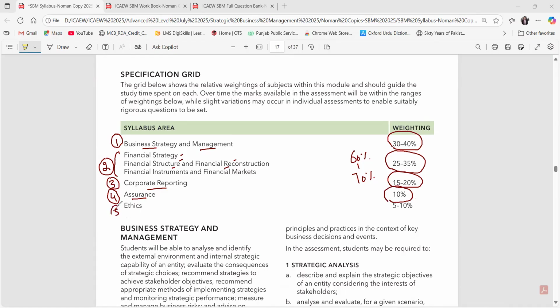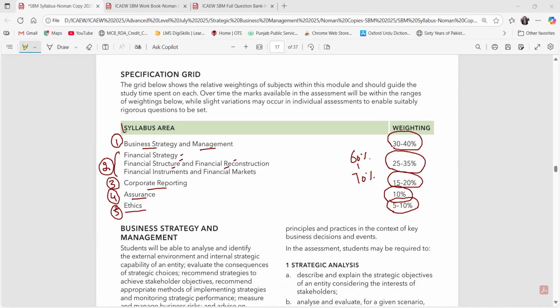Last area, fifth section, is basically about ethics, and ethics involves around 5 to 10% of your syllabus. Ethics is an integral component of all of your ICAEW exams because ICAEW believes that ethics plays a very, very important role both in our personal as well as our professional life.